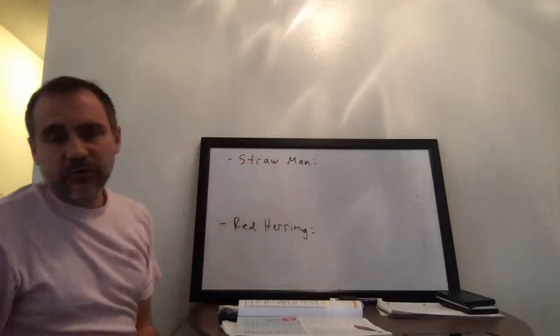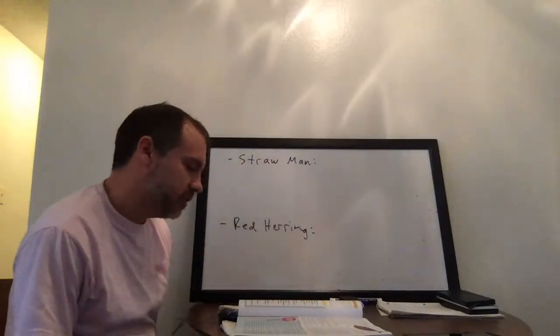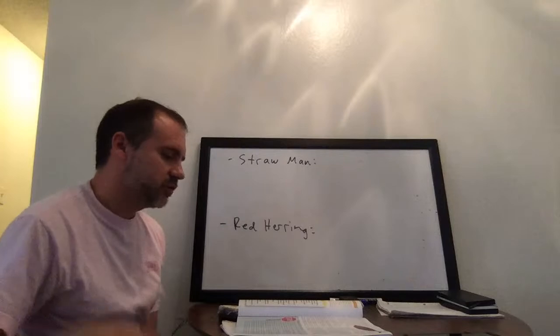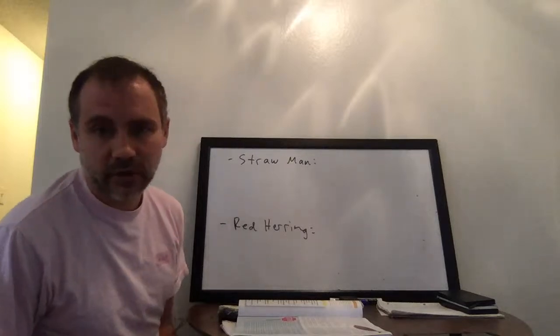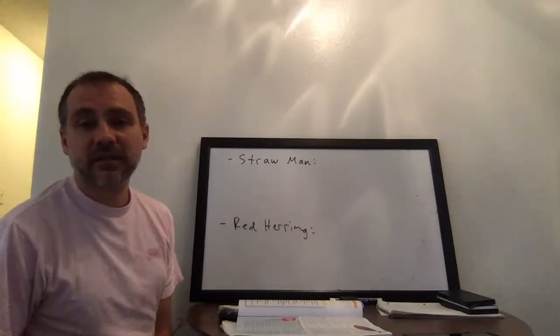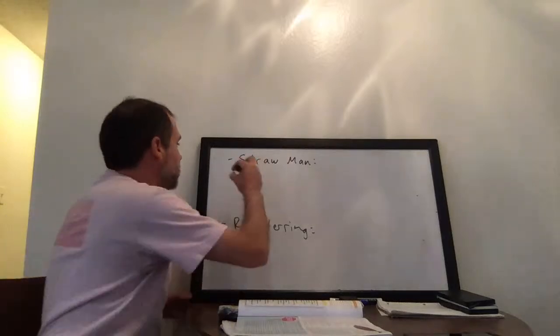Okay, so first of all, the straw man. Straw man fallacy happens when you distort or misrepresent an opponent's argument to make it seem like it's easier to refute. Okay?